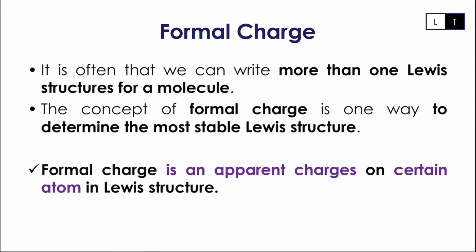The definition for formal charge is an apparent charge on a certain atom in a Lewis structure. So, apa maksud apparent? Apparent ni maksudnya nilai charge yang kita boleh nampak. So in this case, you can calculate that value for formal charge. Tapi syarat yang paling penting, you should know how to draw Lewis structure. Kalau you tak draw Lewis structure yang betul, automatically you will get the wrong formal charge.